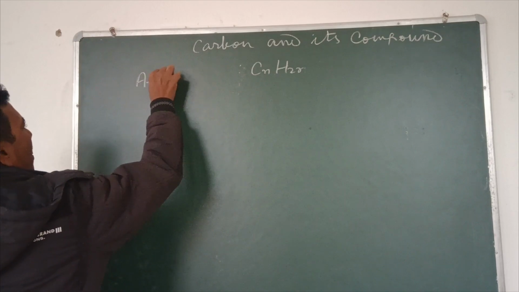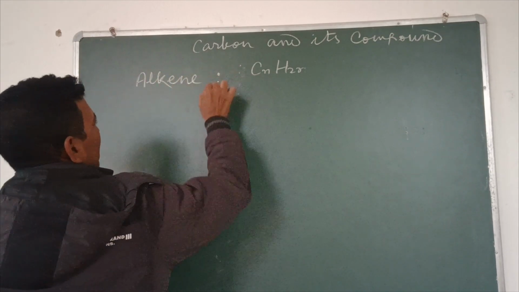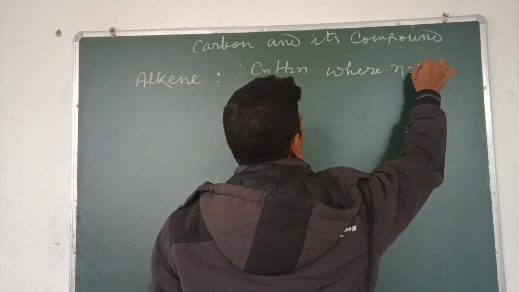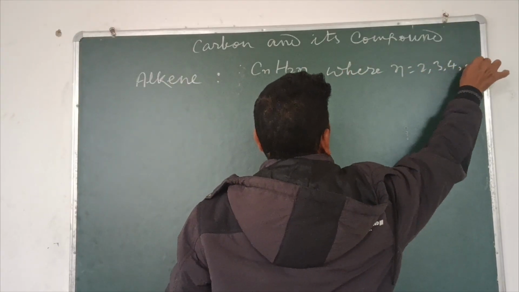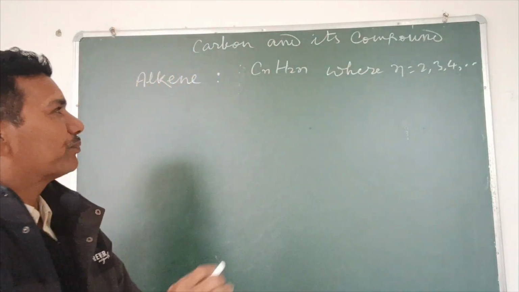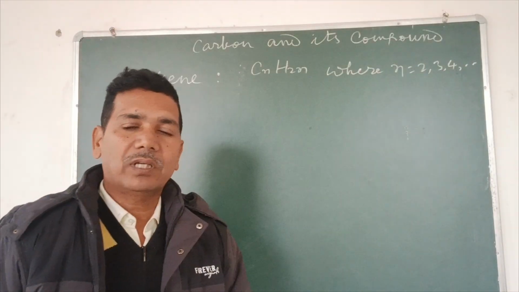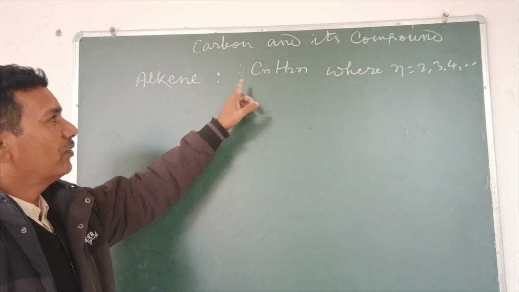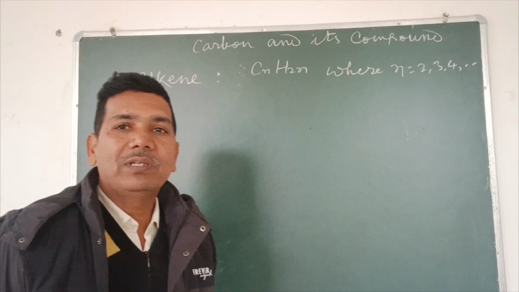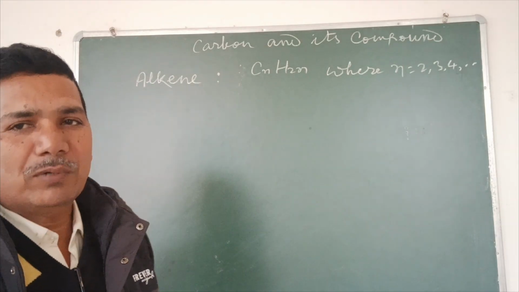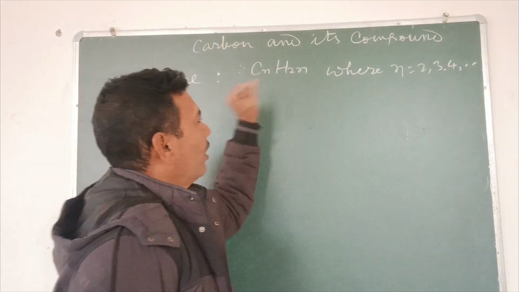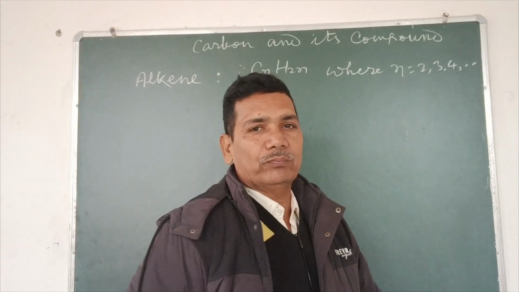Alkene. Its structural formula will be like this, where n equals 2, 3, 4 and so on. The next group is alkene. In this group, the molecular formula will be CnH2n. That is, the number of hydrogen atoms will be twice the number of carbon atoms in this formula. Here, the number of carbon atoms will start from 2.